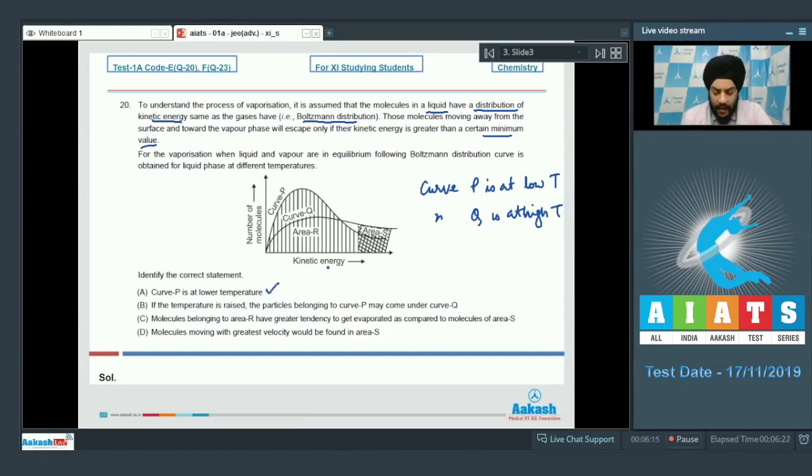Let us look at option B now. If the temperature is raised, the particles belonging to curve P may come under curve Q. So this is also a correct statement, students.